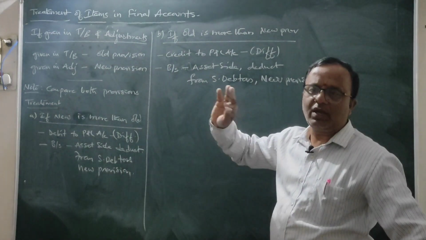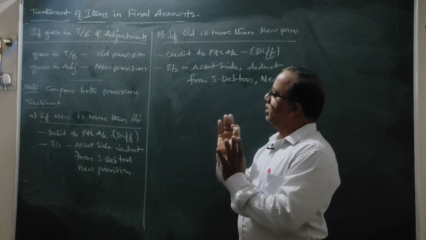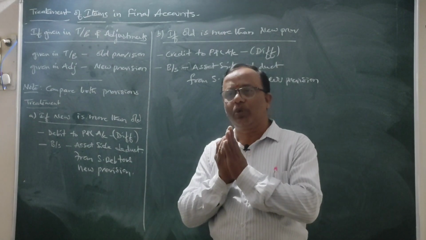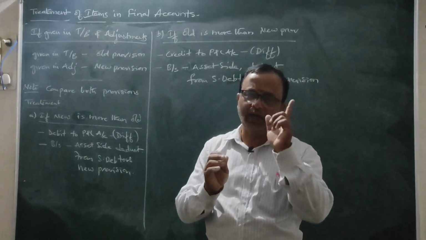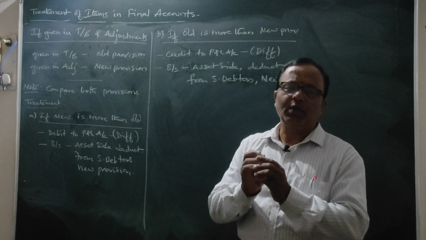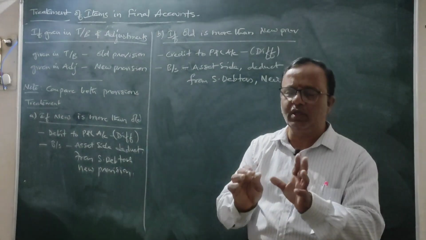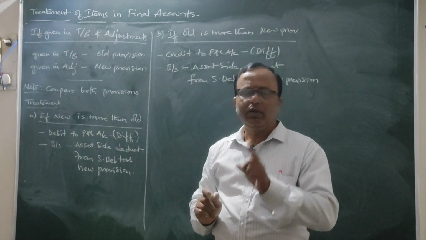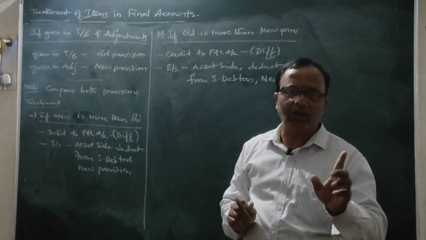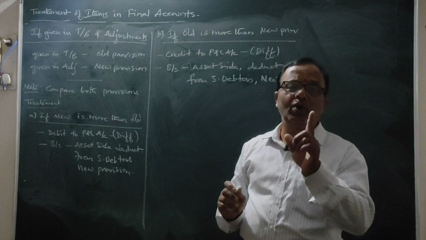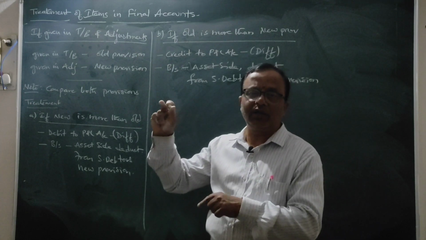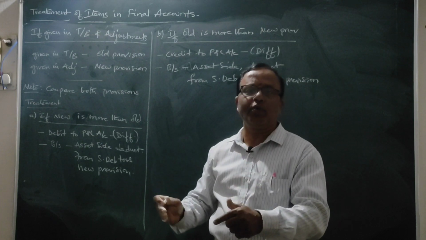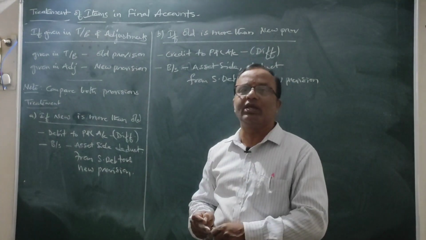Simply you understand like this. Provision for doubtful debts or provision for bad debts, if given in trial balance only, on the profit and loss account credit side you are going to write it. Provision for doubtful debts, if he has given only in the adjustments, your treatment will be profit and loss account debit side, balance sheet asset side deduct from sundry debtors. If provision for doubtful debts is given both in trial balance and adjustments, you should go through the problem first before attempting it, then you will have clarity where he has given it.